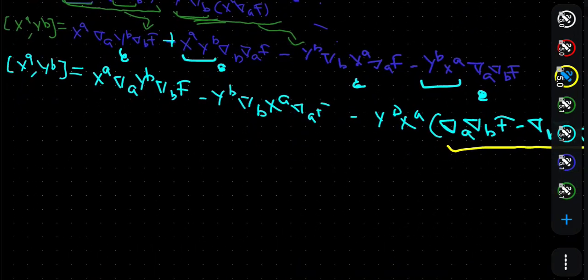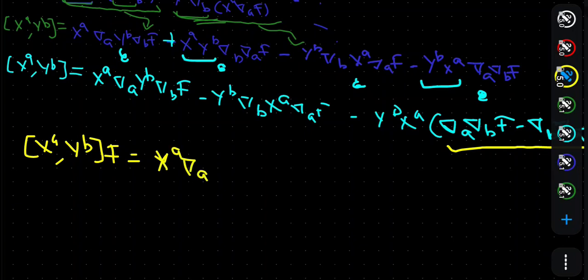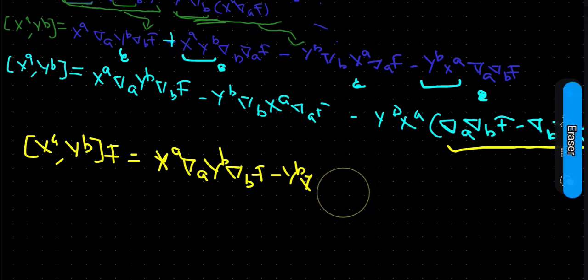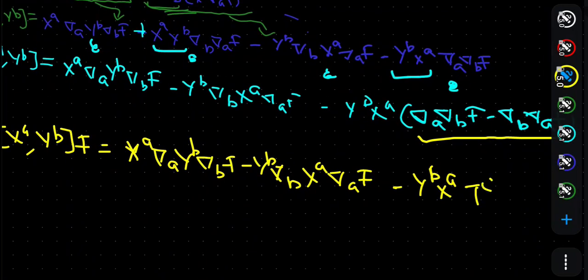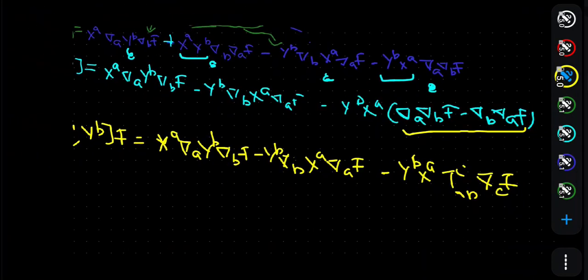So we can now write it as x^a y^b acting on function f is equal to x^a nabla_a y^b nabla_b f minus y^b nabla_b x^a nabla_a f minus y^b x^a, and the torsion T here should be T^c_ab, and here is our particular function f.